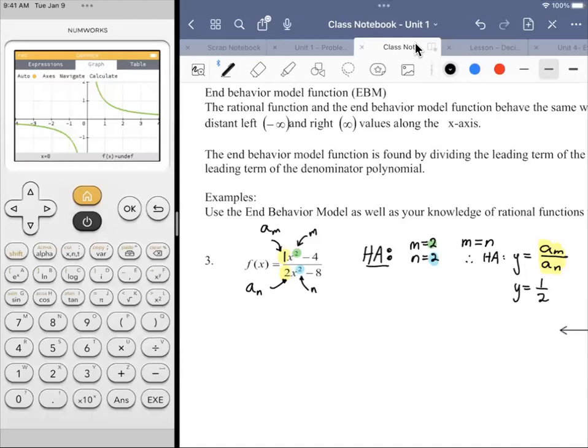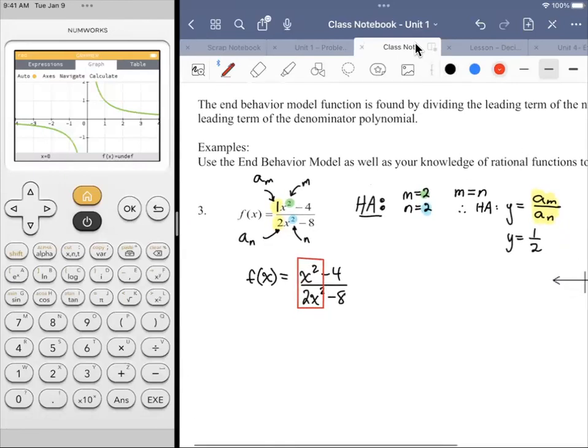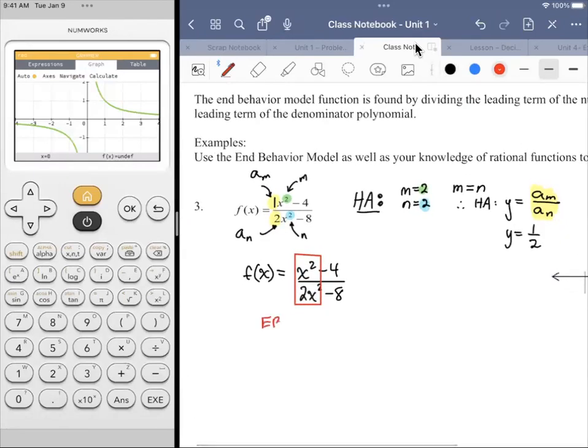could have taken just the first term on the top and the first term on the bottom, and divide them. So I'll rewrite the function f of x. So if I take these 2 and divide the top by the bottom, we would get an end behavior model, EBM, of y equals x squared over 2x squared, which would simplify down to y equals 1/2.